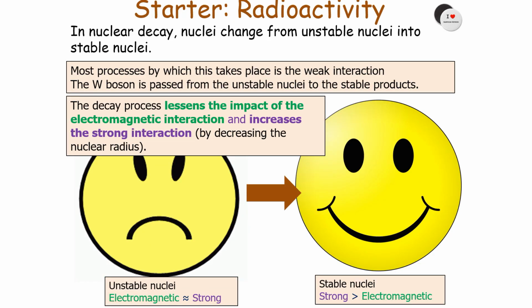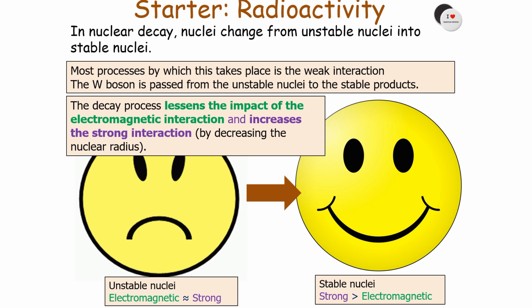So in nuclear decays, nuclei change from unstable nuclei into stable nuclei. Now most of these processes are carried out via the weak interaction. So in this case, the W boson is passed from the unstable nuclei to its more stable products.